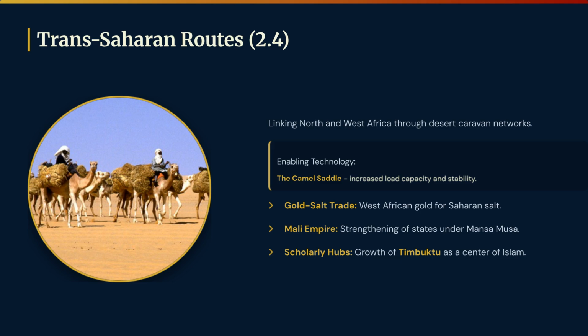The trans-Saharan routes linked North and West Africa via desert caravan networks. The camel saddle was an enabling technology. Key trade included West African gold for Saharan salt. The Mali Empire, notably under Mansa Musa, strengthened states, and Timbuktu grew as a center of Islam and scholarship.